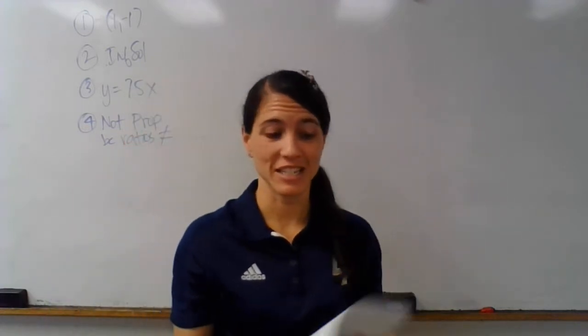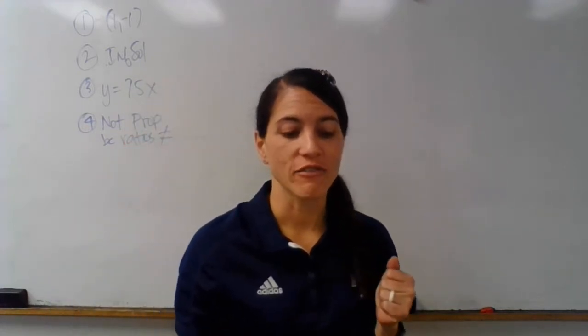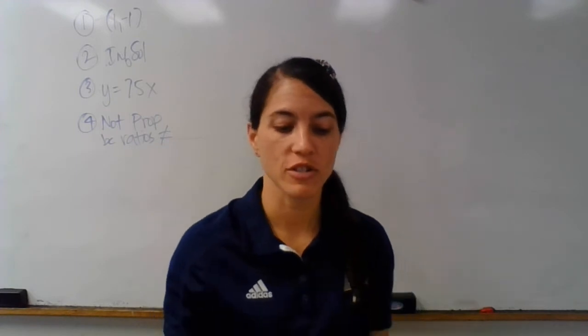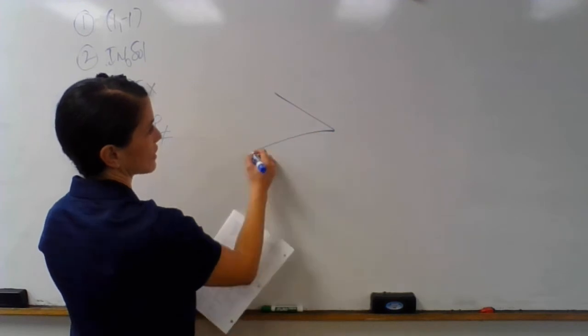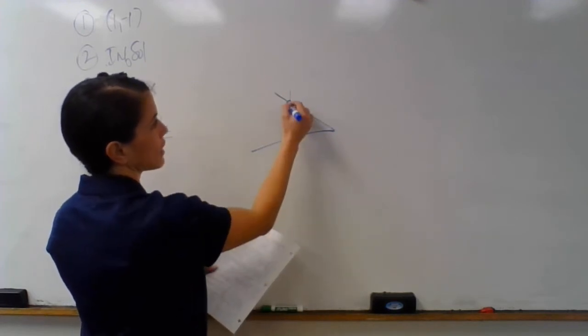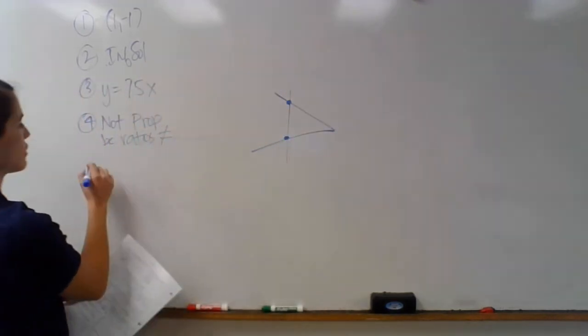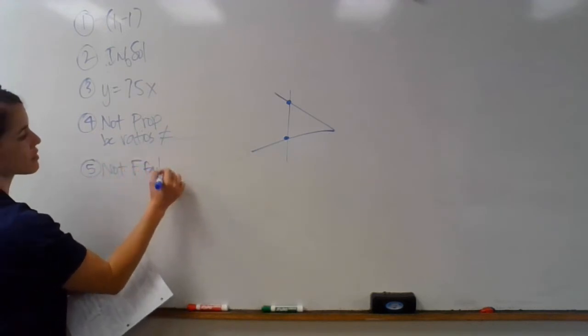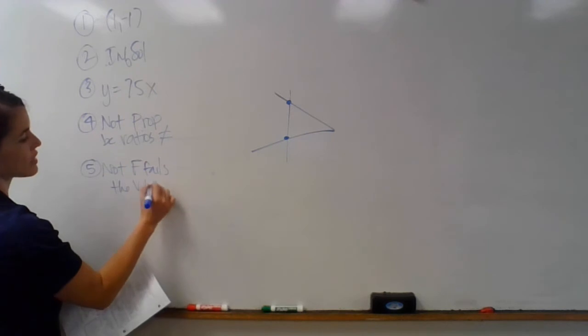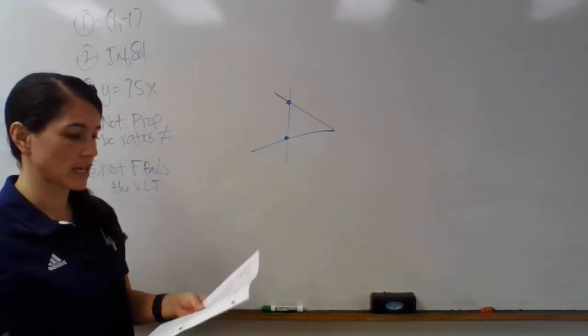Okay, so that's the end of the front. Let's go to the back. Number 5, use the vertical line test to determine if the relation is a function and explain. So number 5, it kind of looks like this. If you drew a vertical line, it would go right through there. So number 5 is not a function because it fails the vertical line test.